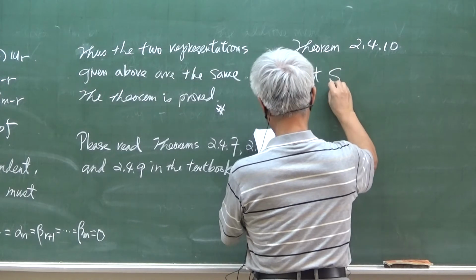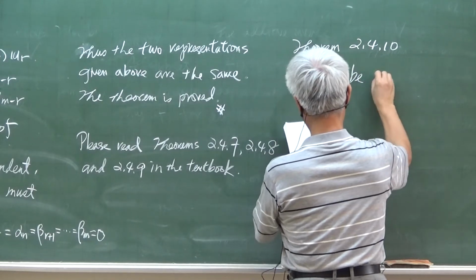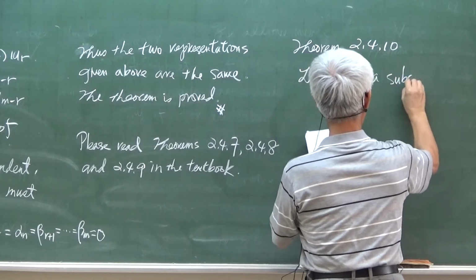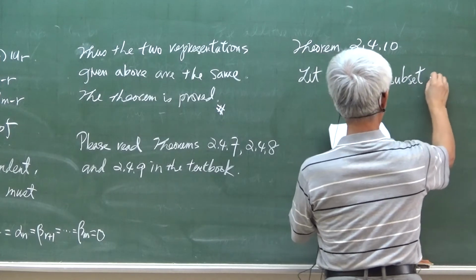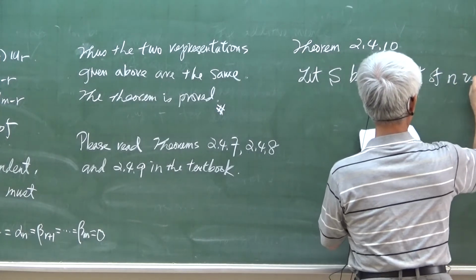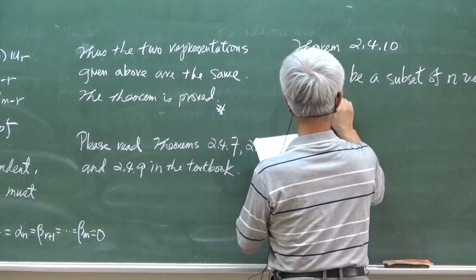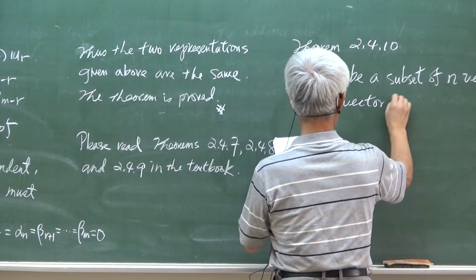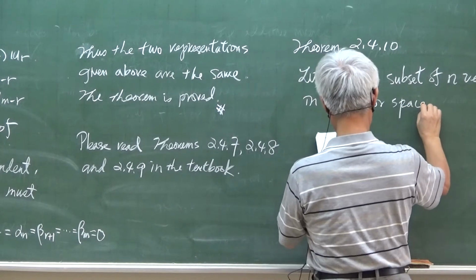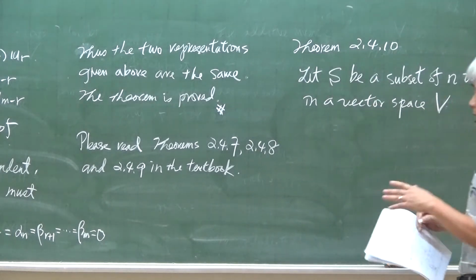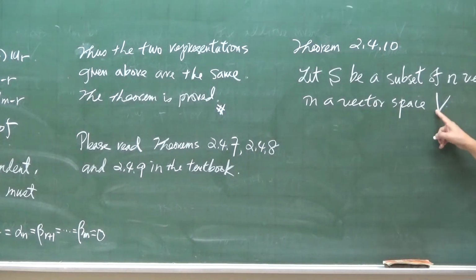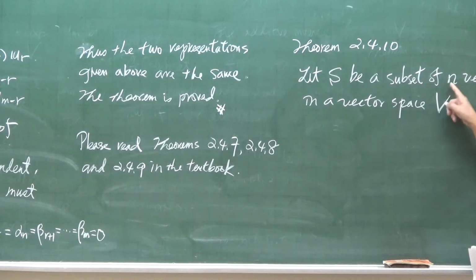Let X be a subset of n vectors in a vector space. So suppose from the vector space I pick up n vectors. Of course, to form a set, we say that the size n means that we have n distinct vectors. So we understand that.